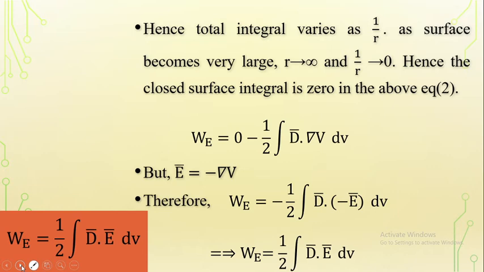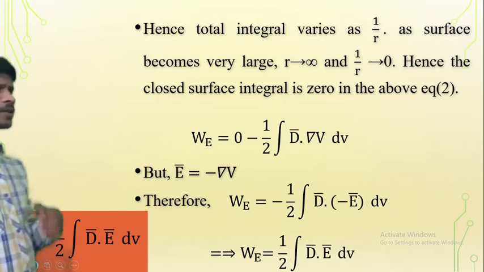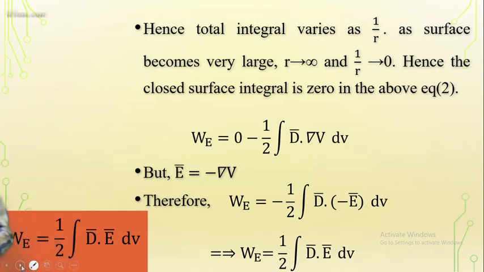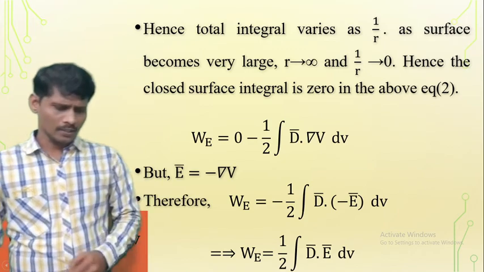The energy stored in electrostatics in terms of field components is 1 by 2 volume integral of d bar dot E bar into dV. The d bar is the electric flux density and E bar is the electric field intensity.